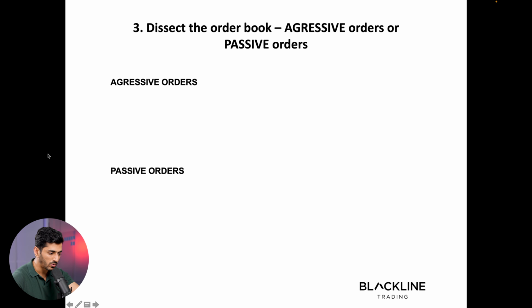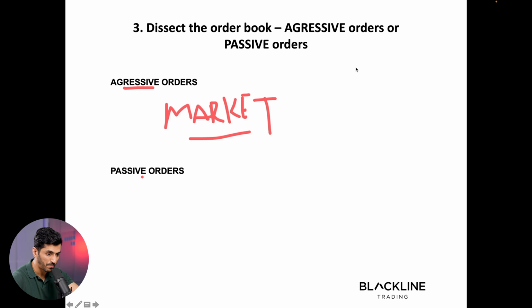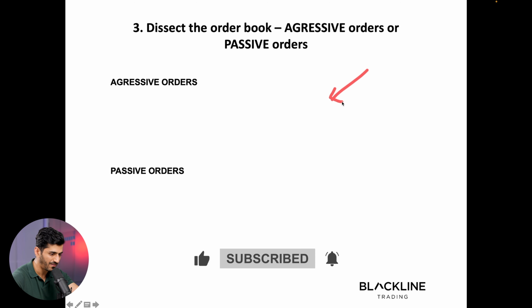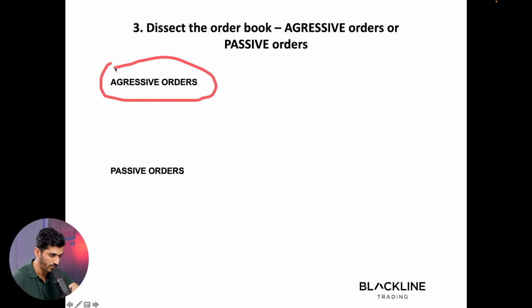Now, first of all, let's look at what exactly are the aggressive orders and what are the passive orders. Aggressive orders are basically the market orders, right? What exactly do we mean by that? Market orders are placed by big participants, and these participants do not care about the price. If someone wants to buy Tesla at 230, they are not going to really negotiate if the stock is at 229.5 or 231. They are going to place an aggressive order and tell the broker, fill me right now at whatever price that is. Those orders are called aggressive orders.